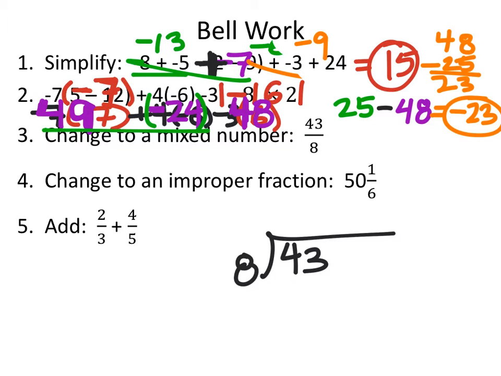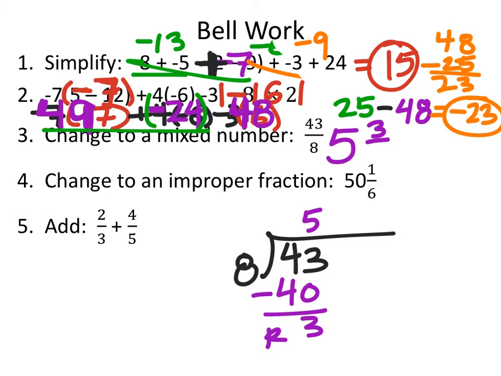Old-fashioned long division, which we love so much. It won't go into 4, but it will go into 43 5 times. 8 times 5 is 40, so we'll subtract that. Now it gives us a remainder of 3, which means the final mixed number, the whole value is 5. We have 3 remaining out of 8 parts. So it'll be 5 3/8.